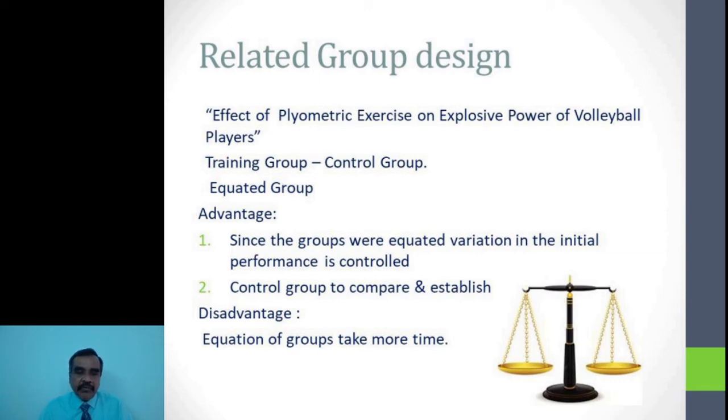Disadvantages. Equating the groups may take more time. With random groups, you can select them as and when you need. But when you need to equate the groups, it will take some time to test the explosive power of all the subjects involved, assign equal scores to each group, find the mean, and verify that there is no difference between the training group and the control group at the initial stage itself. It will take some more time. That is the disadvantage of this design.